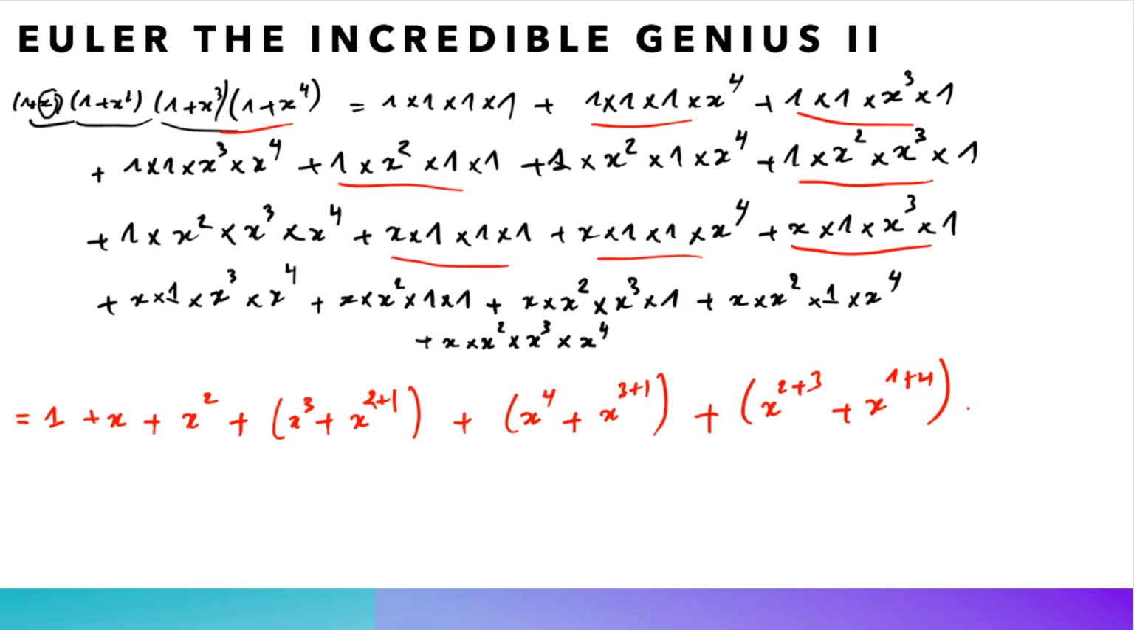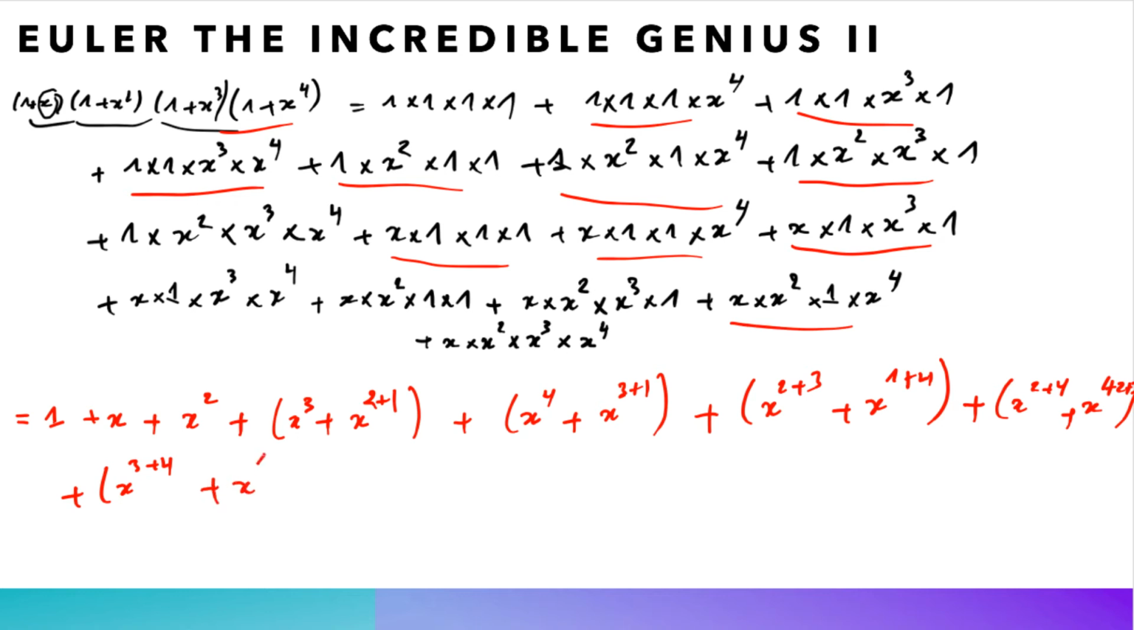And so if we go further, we see that we have x to the 6th here, which is x to the 2 plus 4, plus x to the powers 1 plus 2 plus 3. And that's all we can get for 6 for now. Now here we have an x to the 7th, so plus x to the 3 plus 4, and another x to the 7th here, which is x to the powers 1 plus 2 plus 4, and that's it.